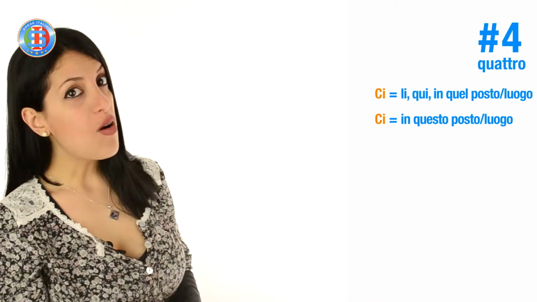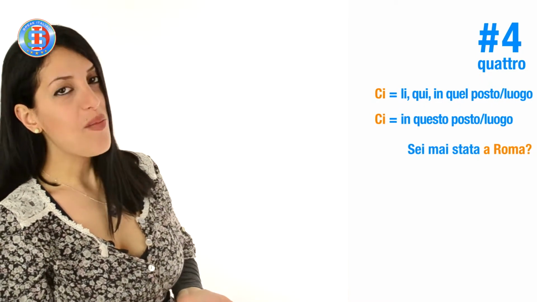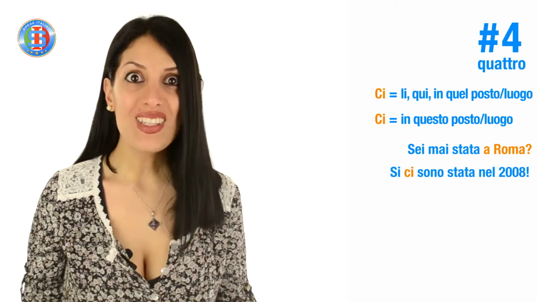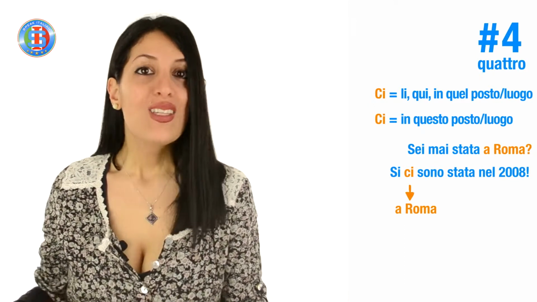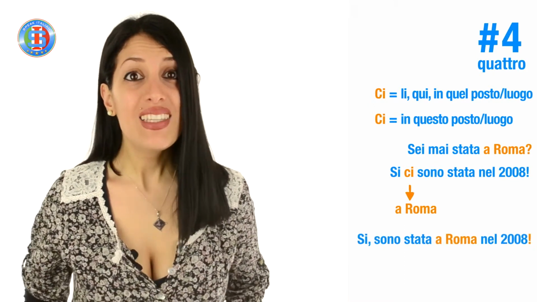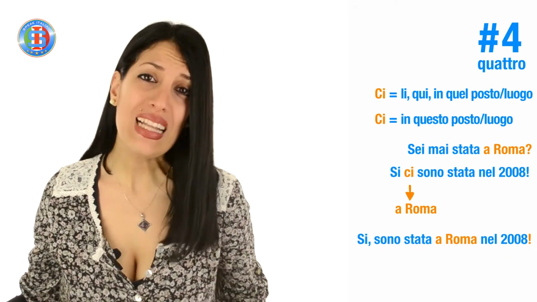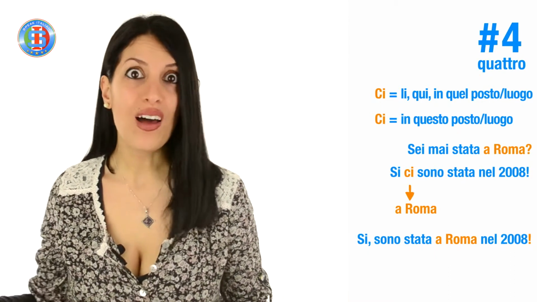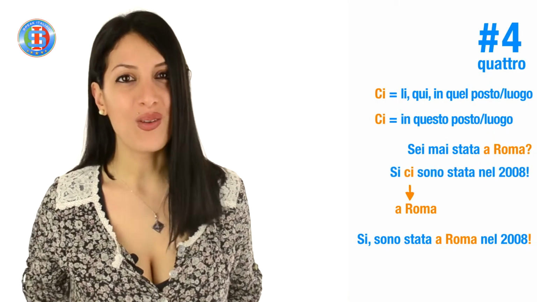Have you ever been to Rome? Yes, I've been there in 2008. In Italian, sei mai stata a Roma? Sì, ci sono stata nel 2008. Well, so as you can see, ci here is in place of a Roma. So the sentence could have been sì, sono stata a Roma nel 2008, but again it's not natural, so we use ci in place of a Roma. Sì, ci sono stata nel 2008.